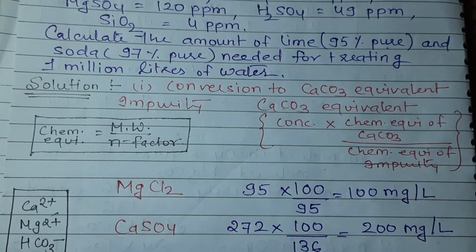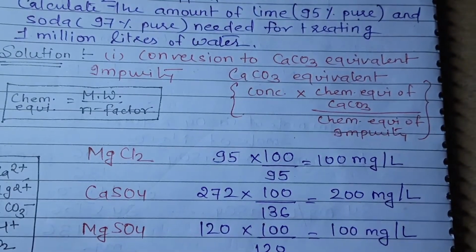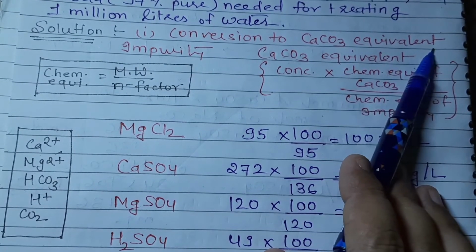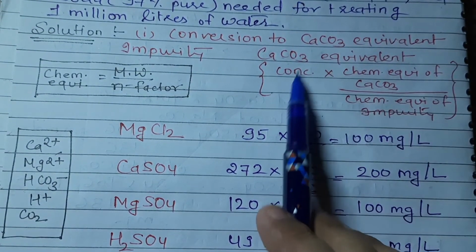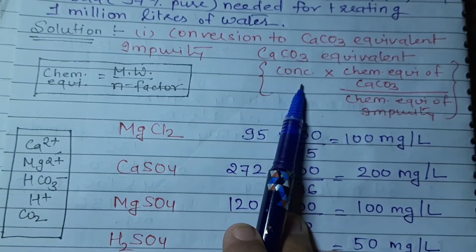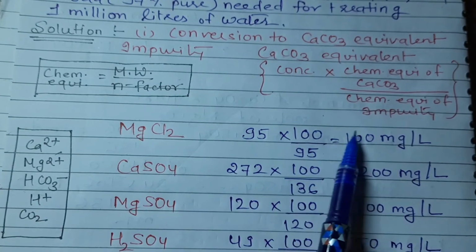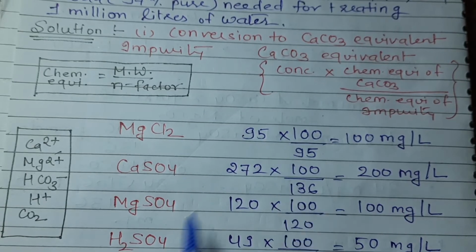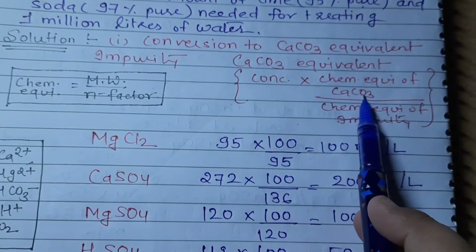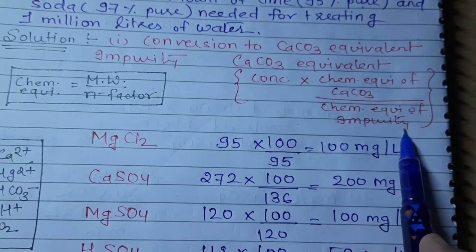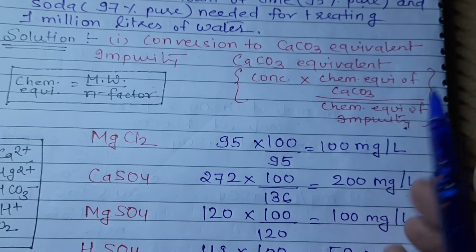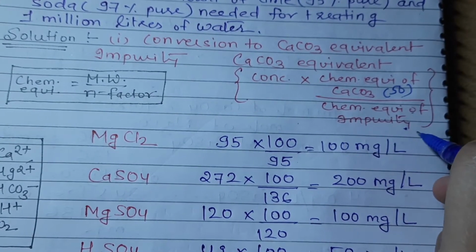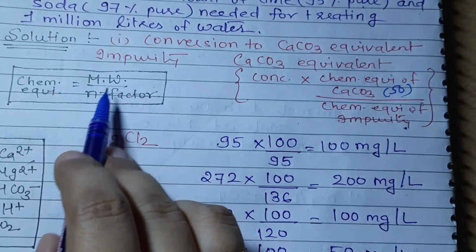The very first step that you will follow in every numerical is conversion of all the impurities into calcium carbonate equivalent, and the method is very simple. You will multiply the concentration given for each quantity by the multiplication factor. Alternatively, you can multiply concentration by chemical equivalent of CaCO3 upon chemical equivalent of impurity. Chemical equivalent of calcium carbonate is 50, and for all the impurity you can calculate the chemical equivalent by using the formula molecular weight upon N factor.